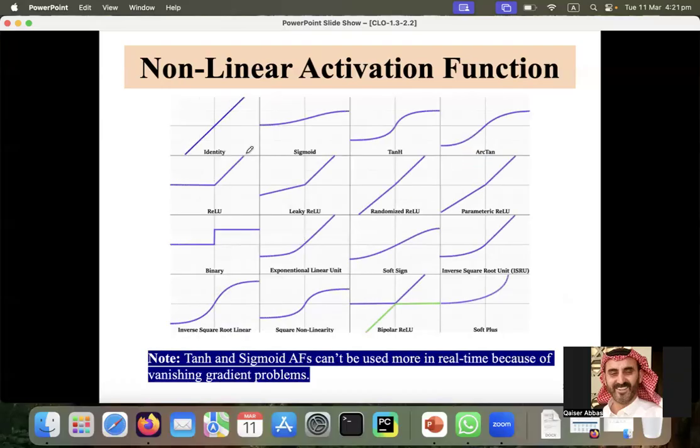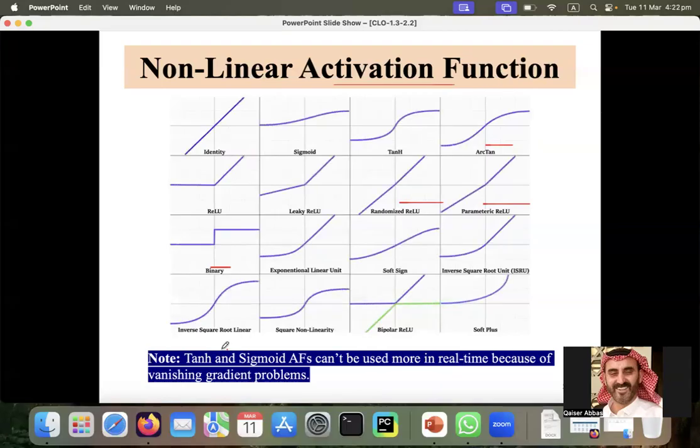Okay, moving next. These are the different activation functions: identity, sigmoid, tanh, arctan, ReLU, leaky ReLU, randomized, parametric, binary. Their curves are also displayed here, and by looking at these curves, you can identify whether a function is differentiable or not. Here I tried to present all of the nonlinear activation functions which are available, but it is not necessary that you have all of these.